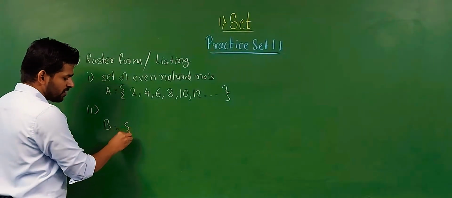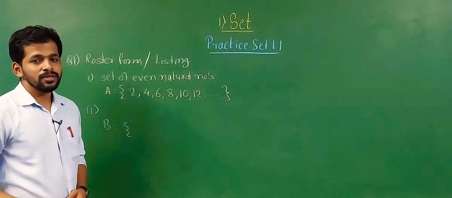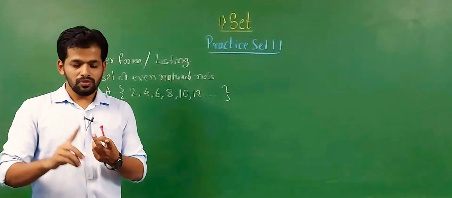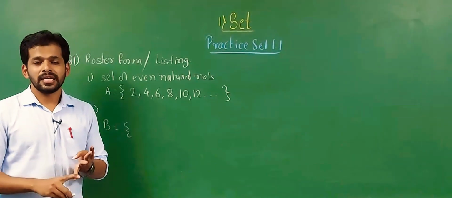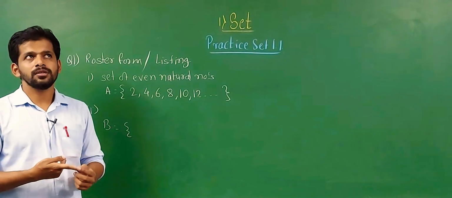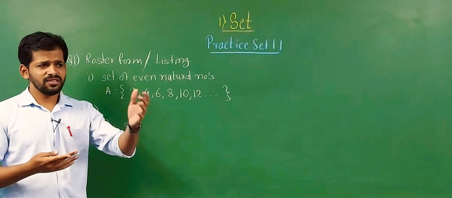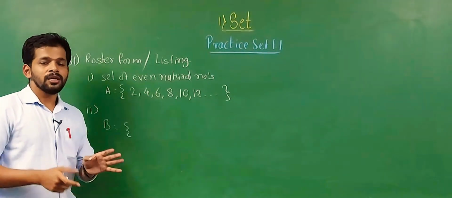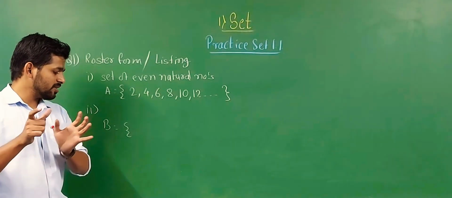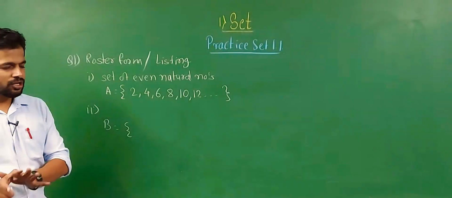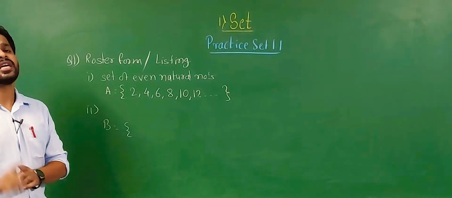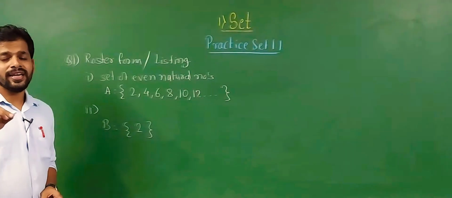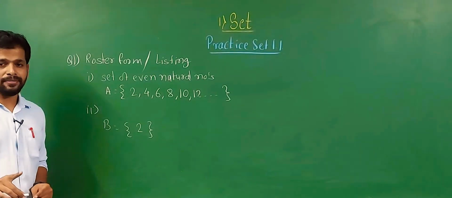Next one, set of even prime numbers between 1 and 50. First of all, prime numbers are 2, 3, 5, 7, 11, then 13, 17, 19, then 23 and so on, infinite numbers are there. But among the prime numbers we have to write the even prime numbers. There is only a single even prime number, which one? 2. 2 is the only even prime number; the remaining are odd prime numbers.